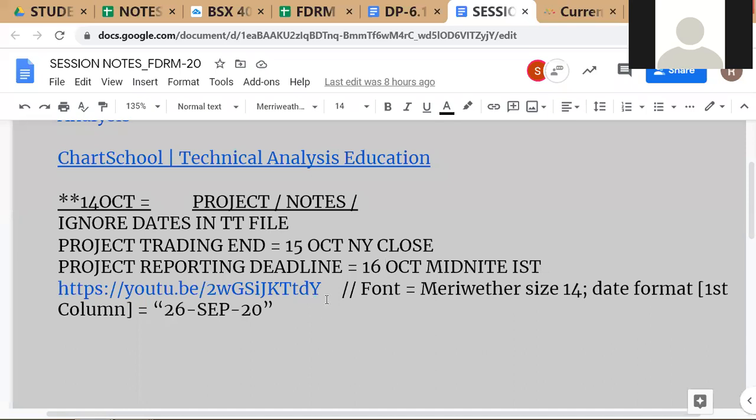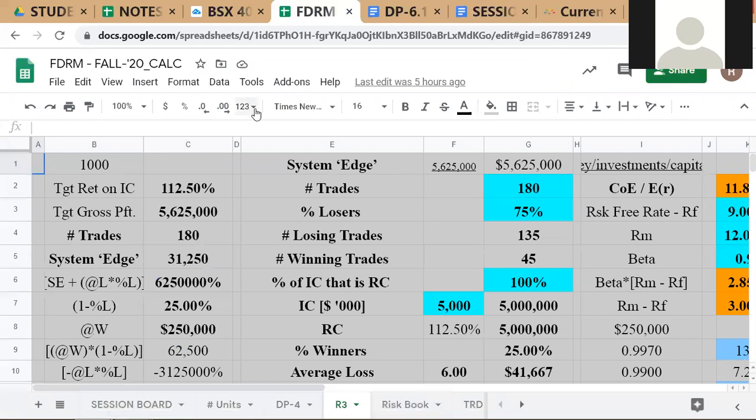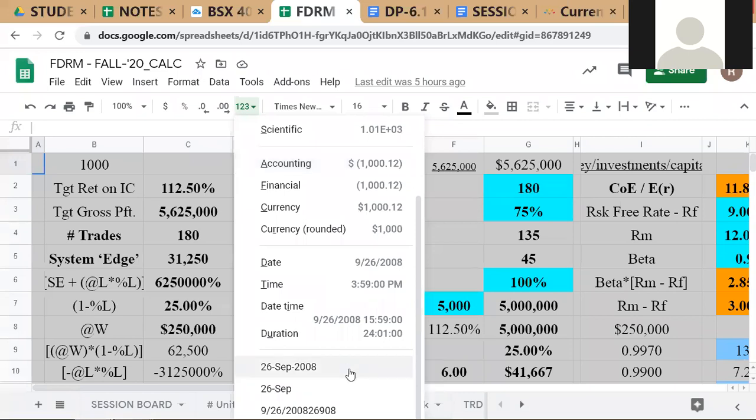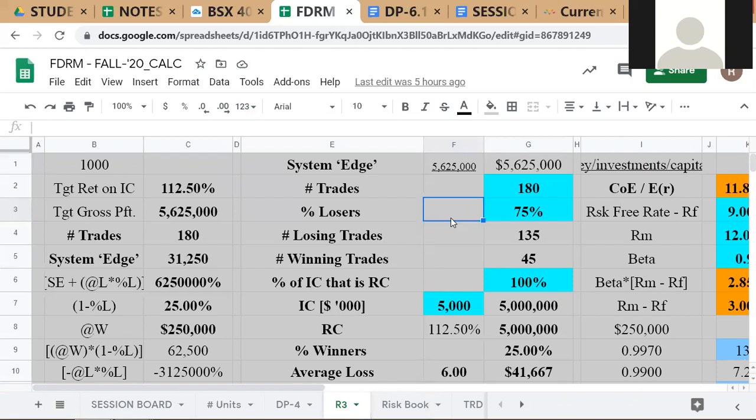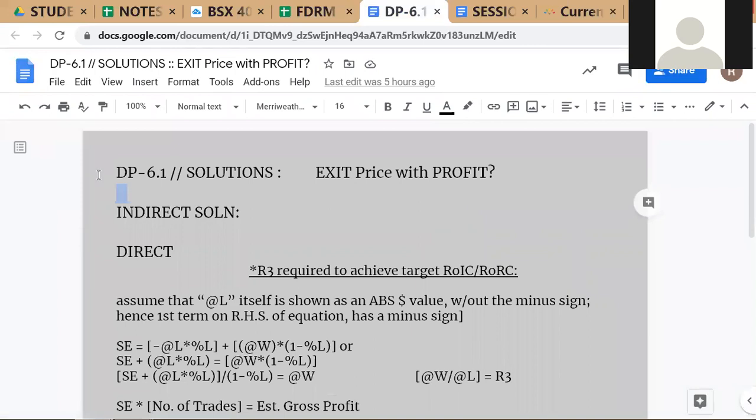And in addition to the material in this video, you will also have to make sure of something that is not mentioned in the video. Please make sure your font is Merriweather, size is 14, okay? And so submit it properly in that format. And this 26 September, you can easily get from here. If you go to formats, and you just do it in Google Sheets, it's very easy. You can just choose this one, okay? This is the format. So make sure this is done because I have to correct a lot of these submissions, so I need to be able to move quickly.